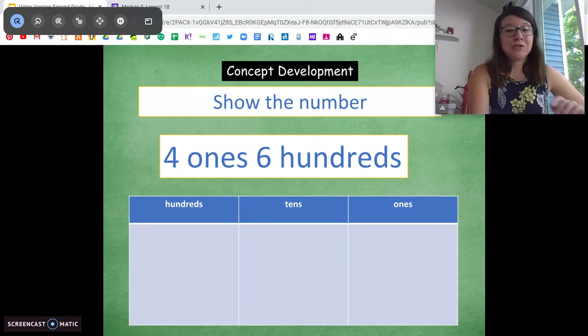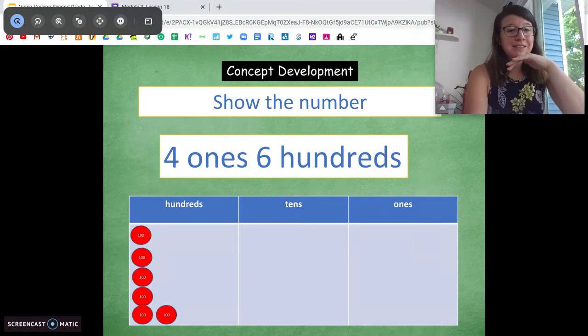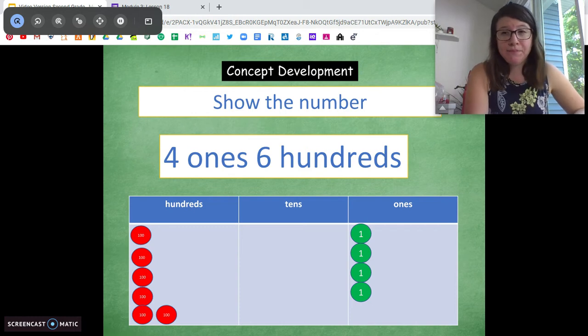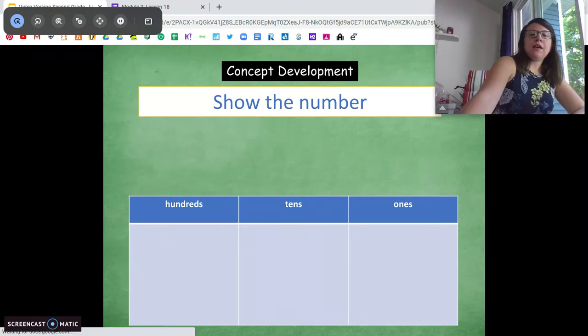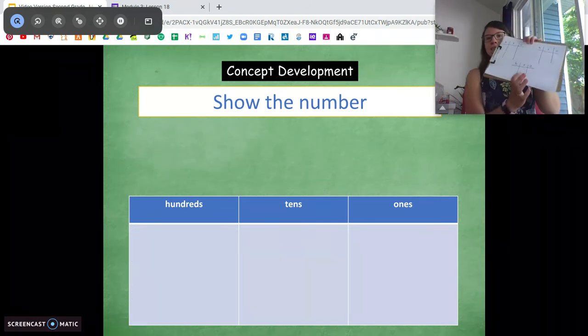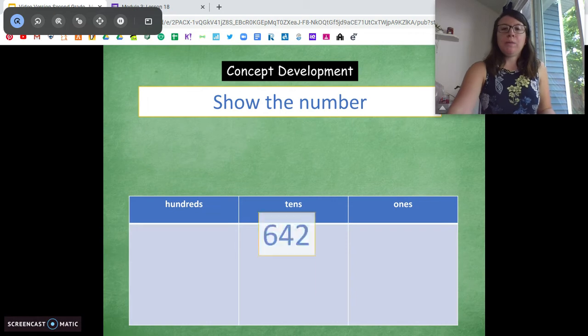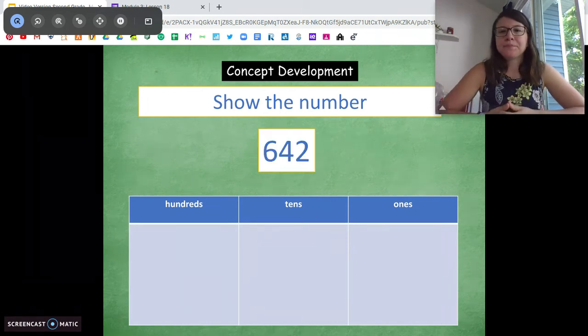4 ones, 6 hundreds. 6 hundreds is what you should be starting with. So we're going to put 6 hundreds in there and 4 ones. What number is that? 604. Excellent job. And our last one on your last place value chart, I want you to make this number.